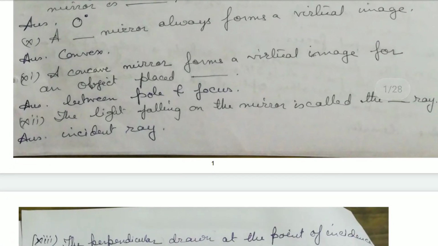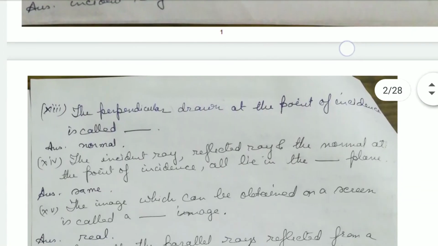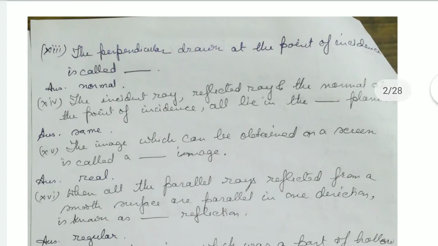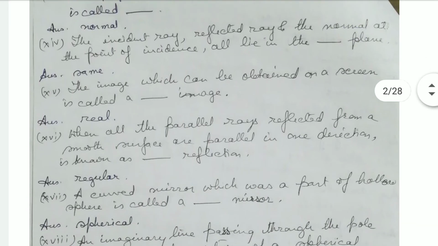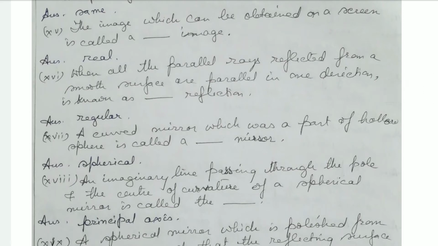The light falling on the mirror is called the incident ray. The perpendicular drawn at the point of incidence is called the normal. The incident ray, the reflected ray, and the normal at the point of incidence all lie in the same plane. The image which can be obtained on a screen is called a real image. When all the parallel rays reflected from a smooth surface are parallel in one direction, it is known as regular reflection.